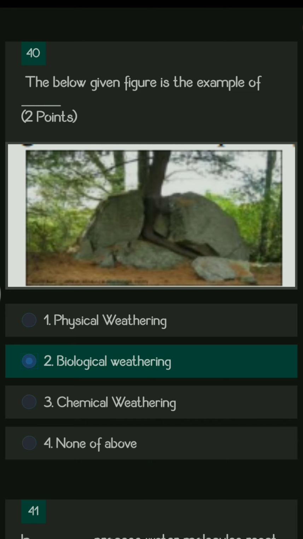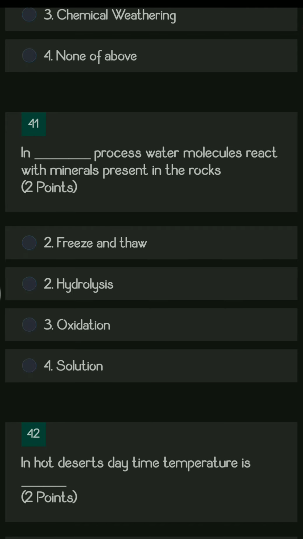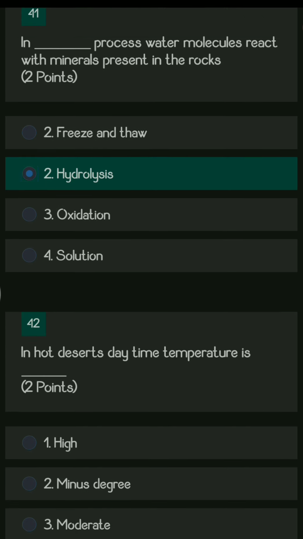Next question. In dash process, water molecules react with the minerals present in the rocks. So the options are freeze and thaw, hydrolysis, oxidation and solution. So here the molecules of the water which reacts are in the case of hydrolysis.